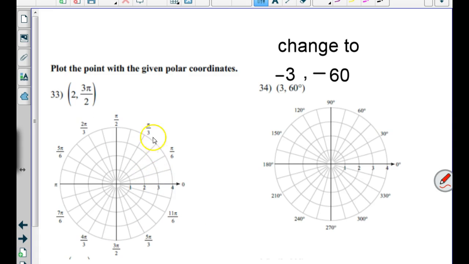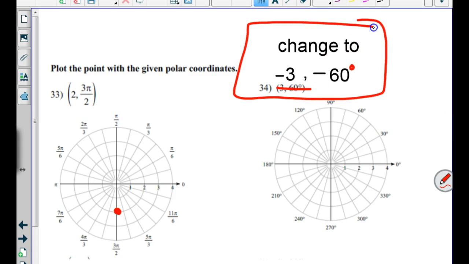33, you would go around 3 pi over 2 to this, and then you would go out to the radius of 2 here and label your dot. If you change this to -3, -60, guys, what quadrant would that end up in? Do you remember how this goes? Because what it does is it gives you an ordered pair and it gives you 4 pictures and you have to pick which one is graphed correctly. This would be -60, this line here.